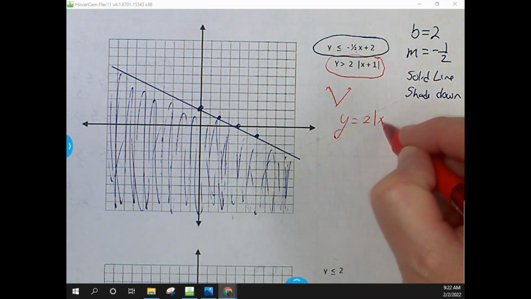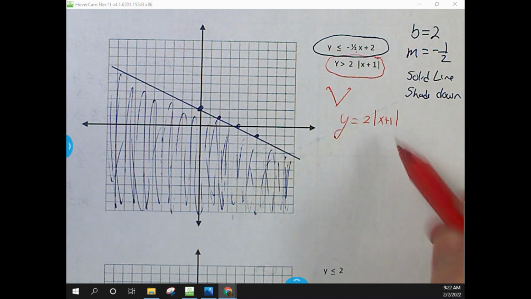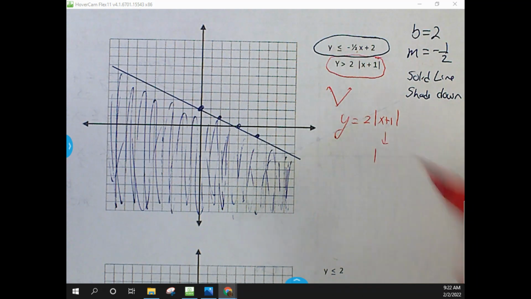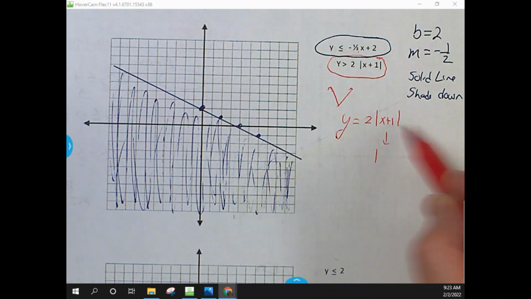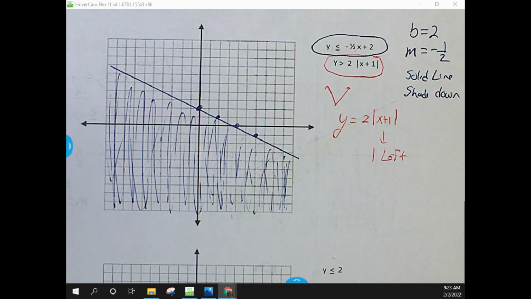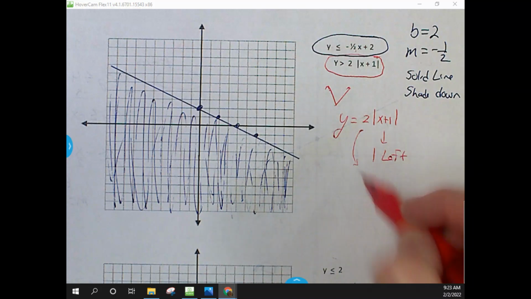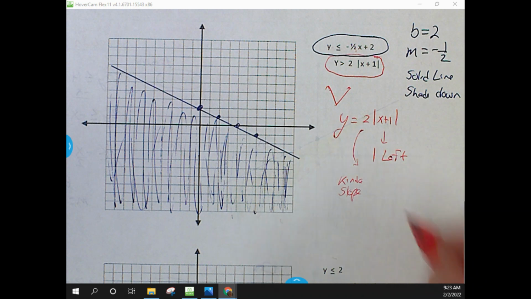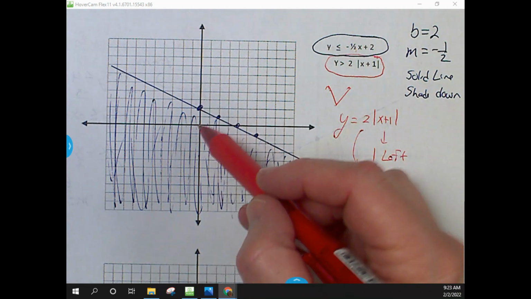We're just going to forget about the greater than, less than part for a minute. If it's absolute value, it's got to be a V-shaped graph. The 1 on the inside means we're going to move it one space, not to the right, but actually one space to the left. So we're going to go the opposite direction. And then the 2, this is kind of like the slope. It's not really slope, but it's kind of like slope. So this is a 2, so really it's like 2 over 1.